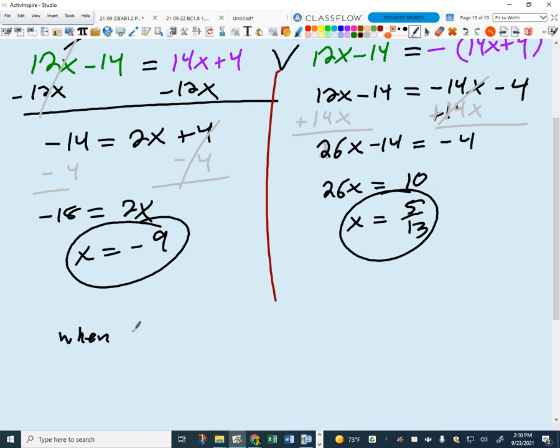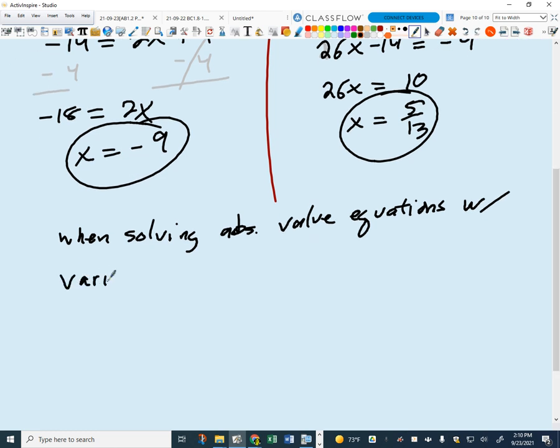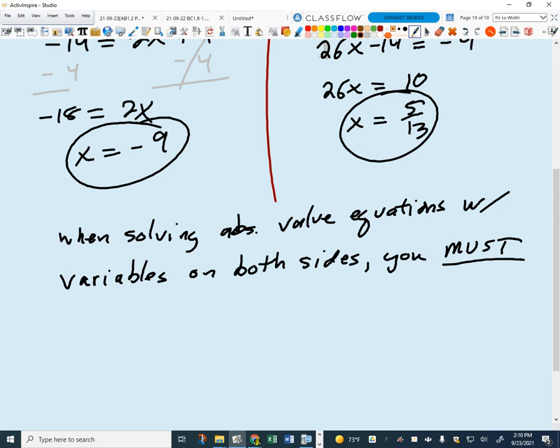When you're solving absolute value equations with variables on both sides, you must check for extraneous solutions.